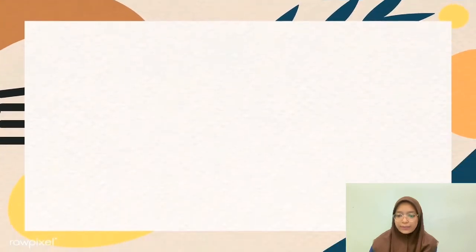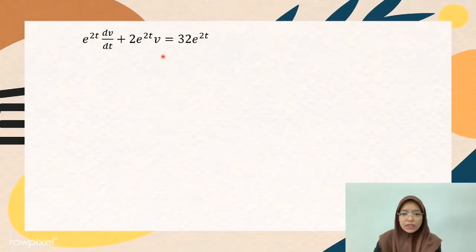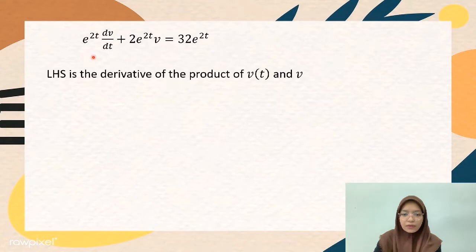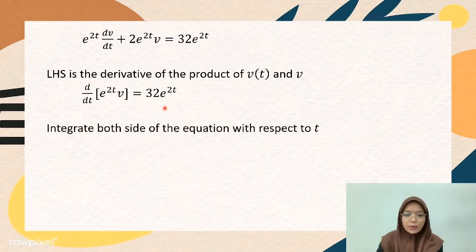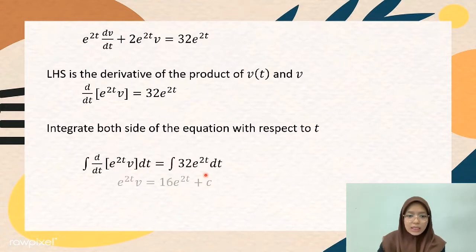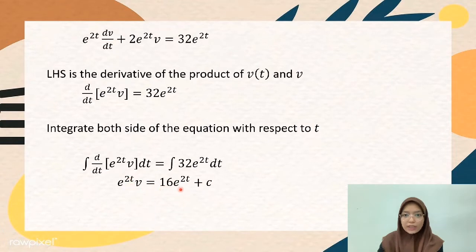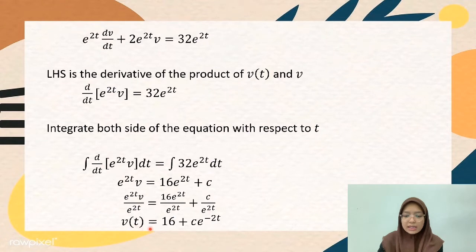When we get this equation, we know that the left hand side is the derivative of the product of mu(t) and V, so we can write it as d over dt of e to the power of 2t times V equal to 32 times e to the power of 2t. Next, we integrate both sides with respect to t, and we get e to the power of 2t times V equal to 16 times e to the power of 2t plus c. Then we divide the whole equation by e to the power of 2t, and we get v of t equal to 16 plus c times e to the power of negative 2t.